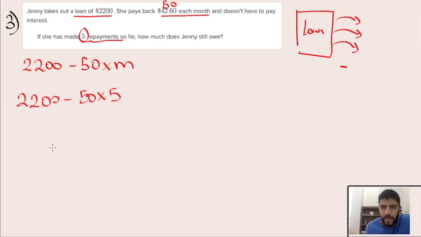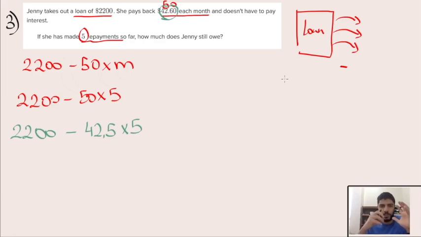Okay, I think we're ready to substitute in the real numbers. Let's not forget about that. So the real expression would be this: 2,200 minus 42.6 times 5. And we know it's subtraction because we're taking money out of the loan. The loan is 2,200, and we're slowly taking money out to see how much she still owes by the end.